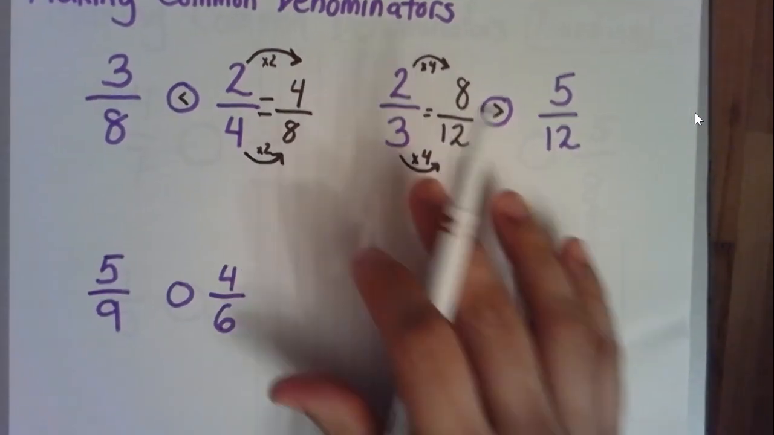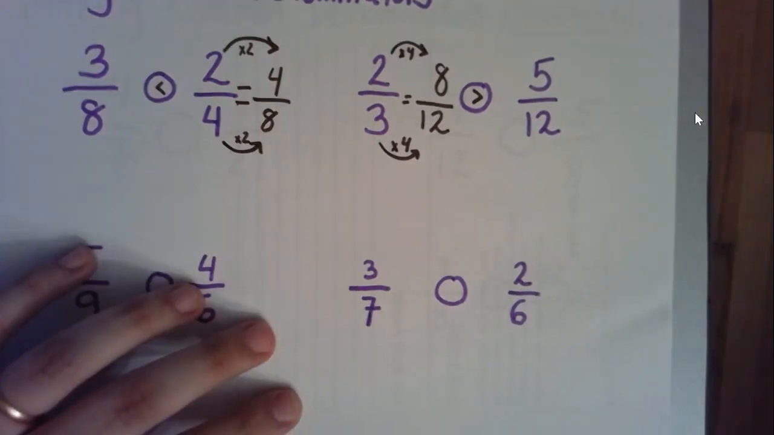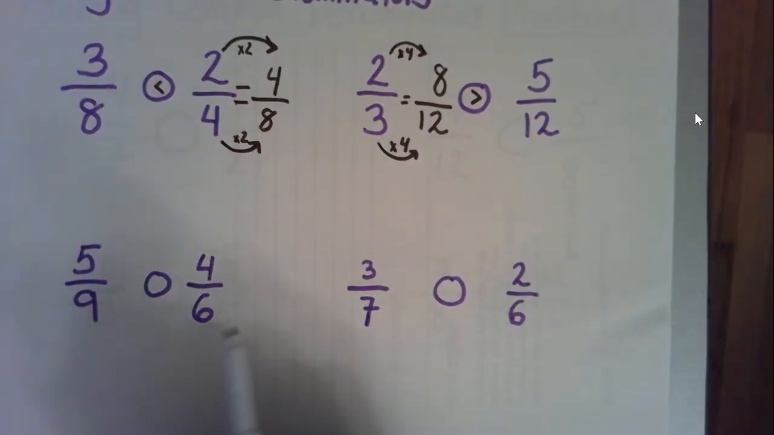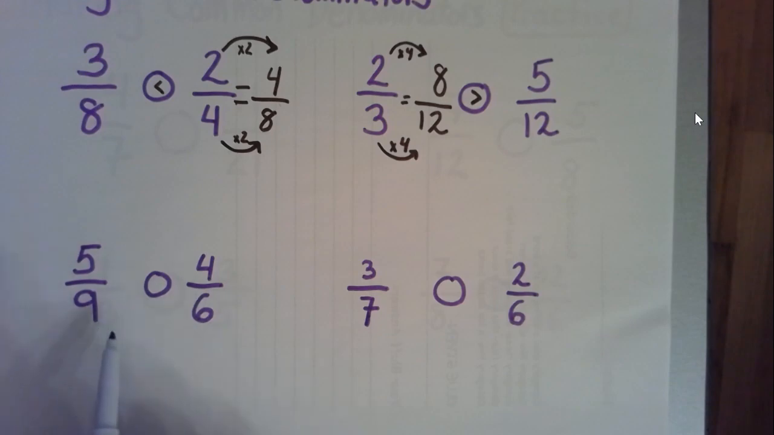So let's keep working on this though, because I've got here 5/9 and 4/6. And gosh, you know what? I'm taking a look right here at 5/9 and 4/6. I can't multiply the 6 times anything to get 9, and I can't multiply the 9 times anything to get 6. So, boy, this is where I get a little bit confused. What am I going to do in a situation like this? How do I make common denominators?